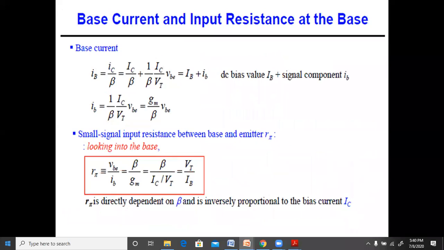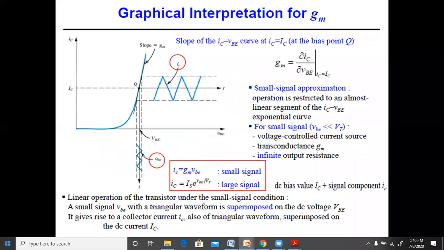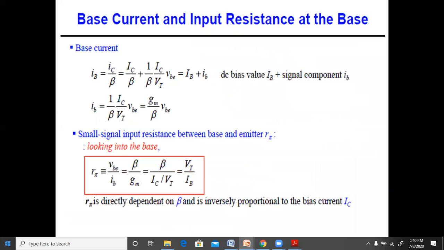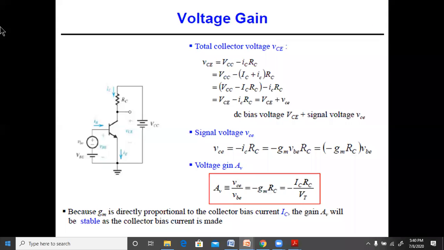In the last class, we had discussed the small signal operation model, collector current and transconductance, the transconductance geometrical interpretation, and then the base current and input resistance at the base, and emitter current and input resistance at the emitter. Now we'll take up the voltage gain. When we talk about voltage gain, it is the output by the input voltage. Output voltage is the voltage which is taken out at the collector. Because we have the emitter grounded, the output voltage is VCE itself.